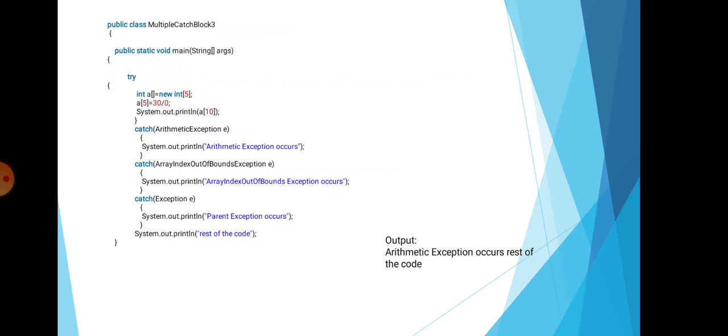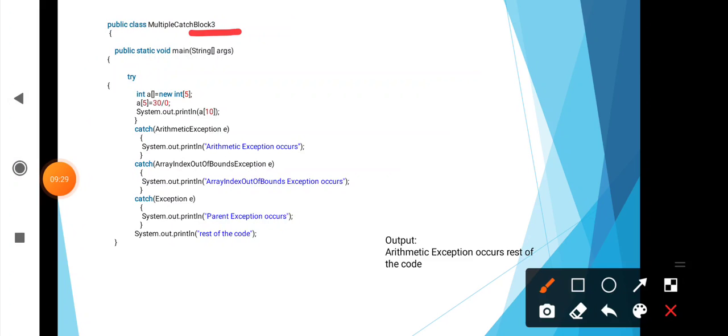Then here is one example for multiple catch statements. Public class MultipleCatchBlock3, suppose this is the class name. Then public static void main String args, then try. Here we have an array, int a new int 5. a[5] is equal to 30 divided by 0, System.out.println a[10].